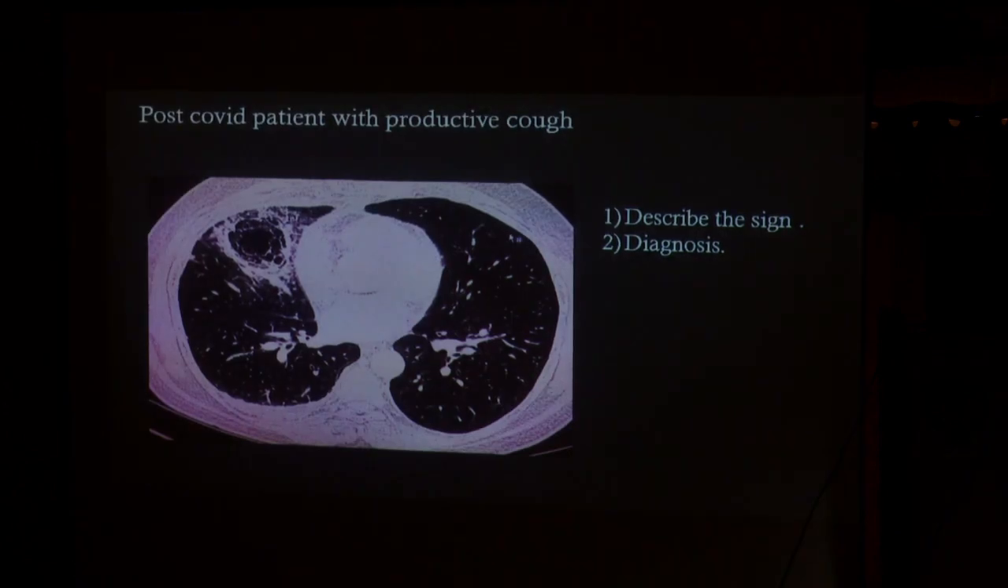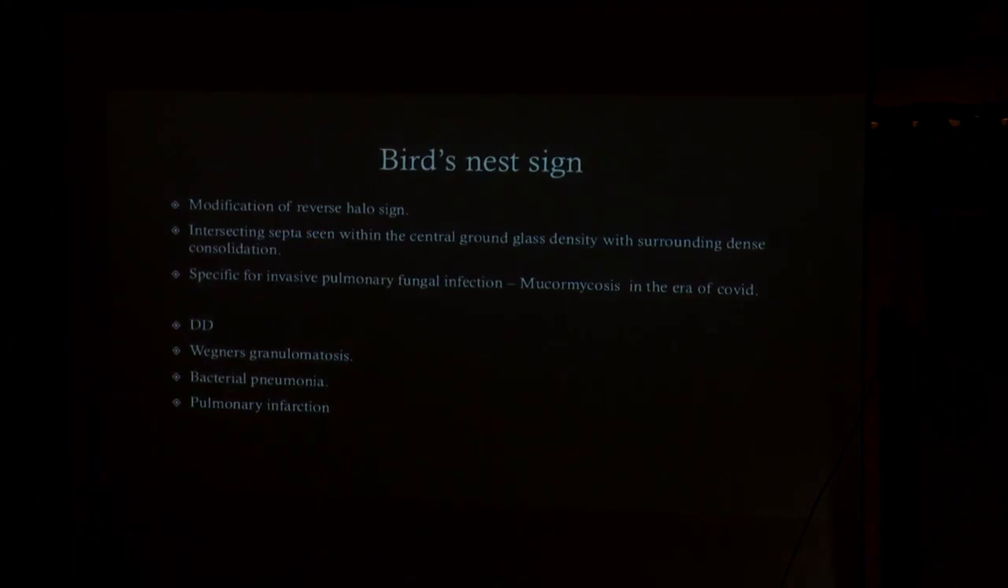So here is a post-COVID patient with productive cough. What is the sign and diagnosis? It's a bird's nest sign. What's bird's nest sign? It is nothing but a modification of the reversed halo sign, where the central ground glass opacity has intersecting septa within. So it is specific for pulmonary fungal infections. This sign can also be seen with granulomatosis with polyangiitis, bacterial pneumonia and other pulmonary infections.